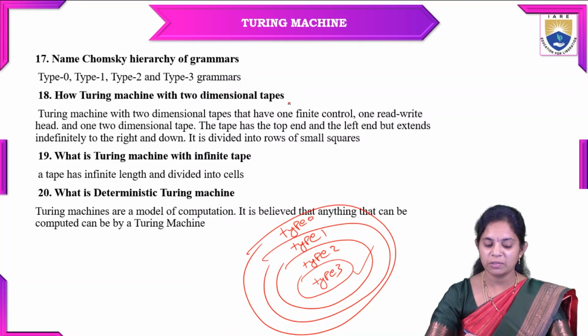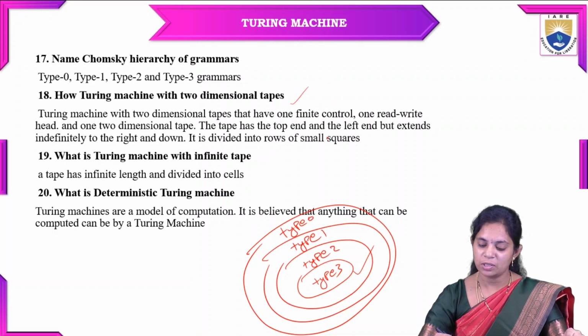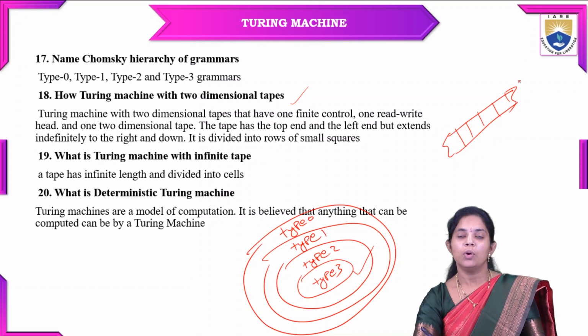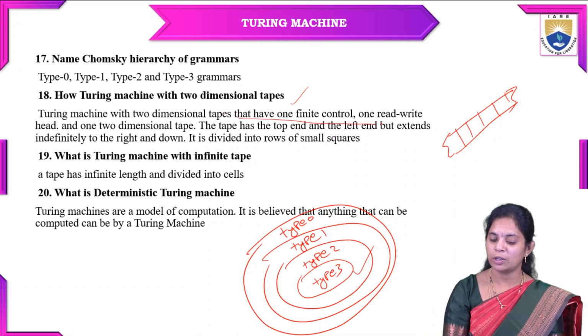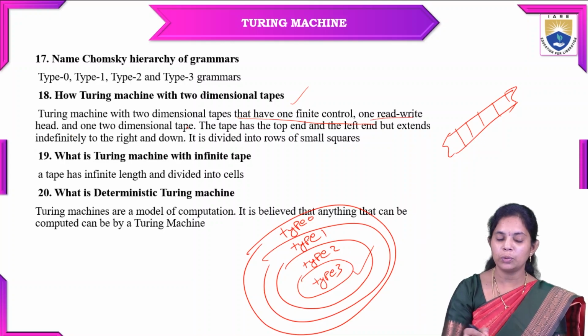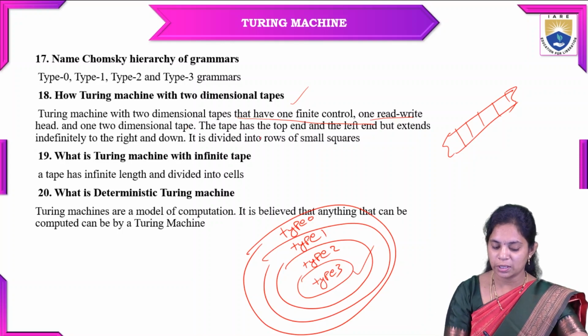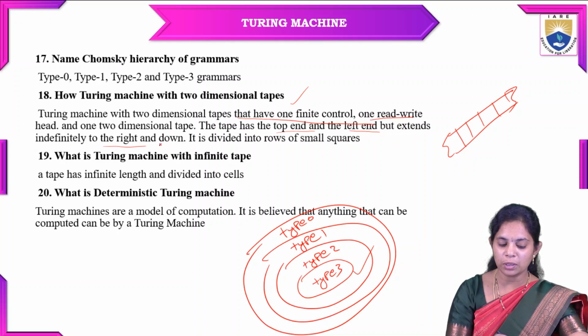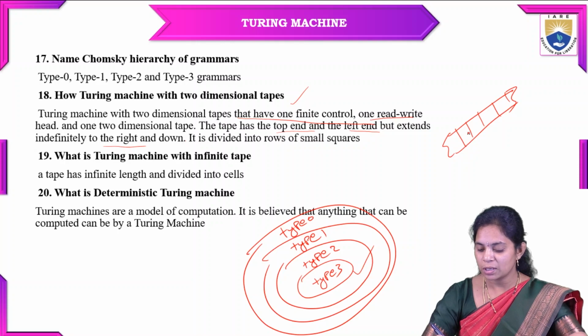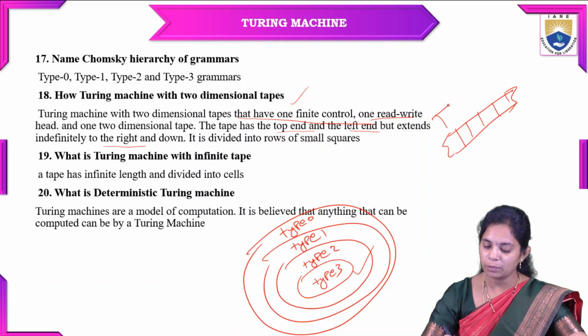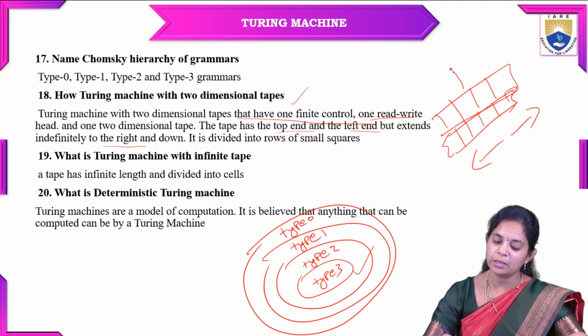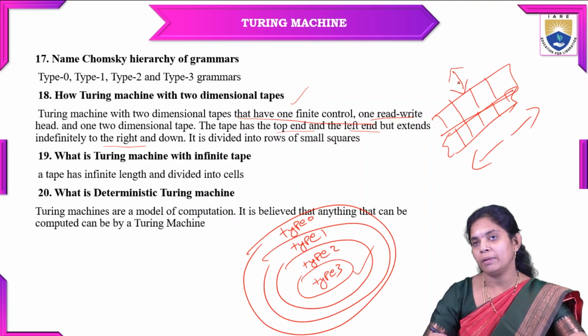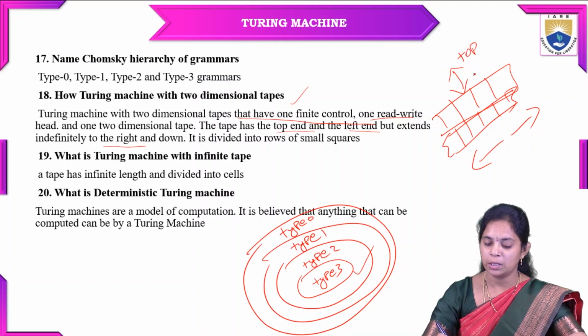And then the Turing machine with two-dimensional tapes. Two-dimensional means it can move left and right, and also up and down. Here there is a two-dimensional tape, one finite control and one read-write head. The tape has a top end and a left end, but extends indefinitely to the right and down. Generally we saw movement in the left and right directions, but in the two-dimensional tape it can move in the top and down directions as well.